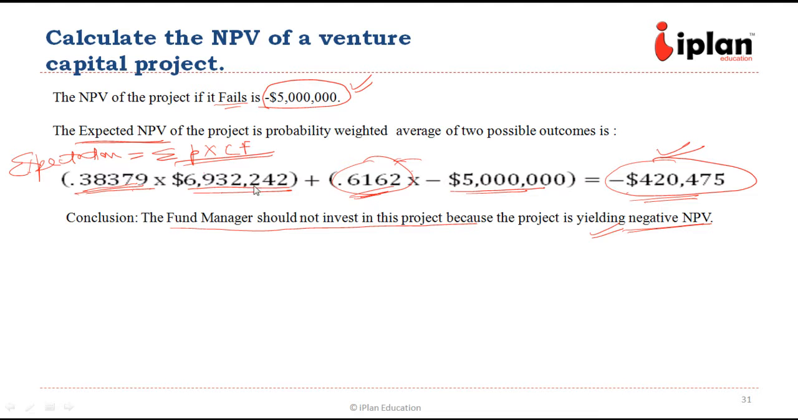But if we consider the possibility of failure and account for those probabilities into the estimation, then we find out that the NPV is negative and it is not worth investing in such a project. So this is how the consideration of probability is very important while calculating net present value of a venture capital project. Now let us move to another kind of investment, hedge funds.